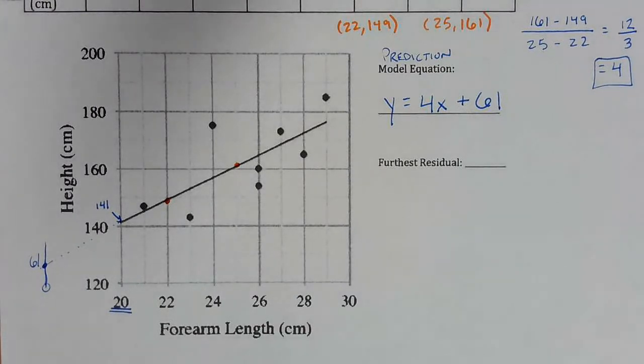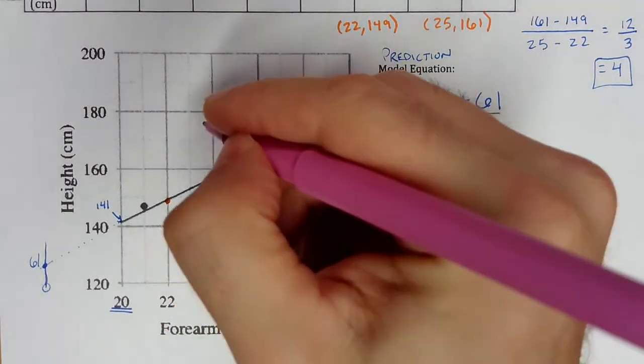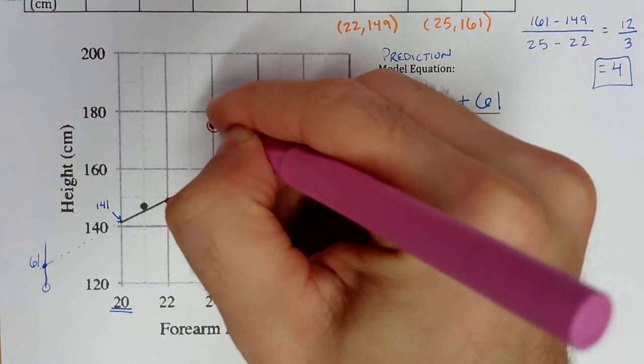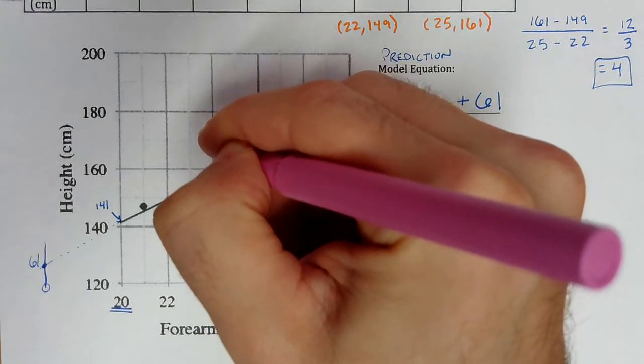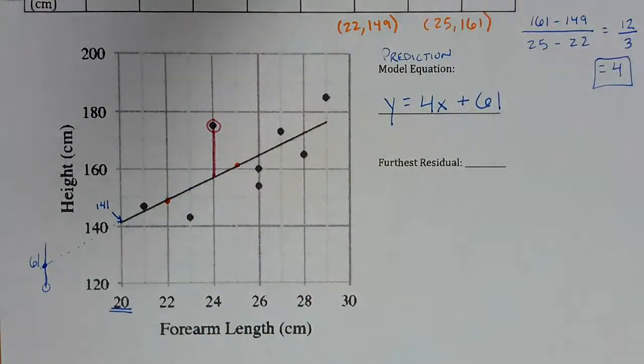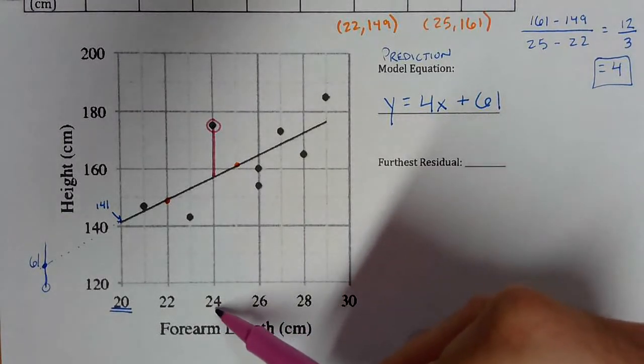Now the question is, what's the furthest residual? Looking at the graph, when we talk about the largest or furthest residual, which data point is farthest from the line? That's going to be this point right here. That is the furthest point from my prediction line, which means it's my furthest residual. Positive or negative doesn't matter. It's just which is the furthest from that prediction. That correlates with an x value of 24.